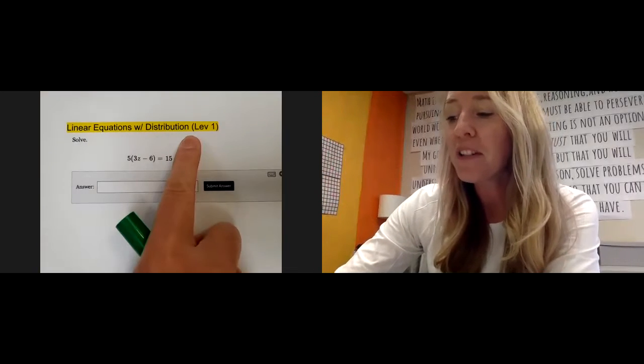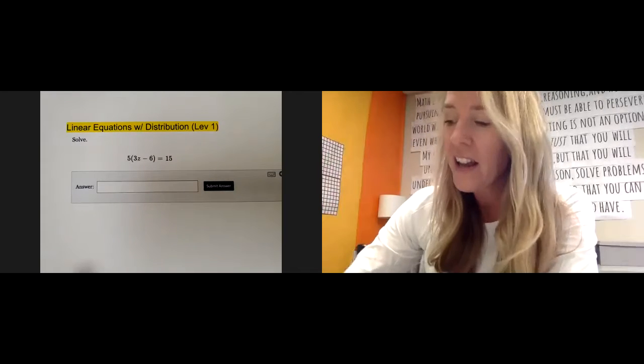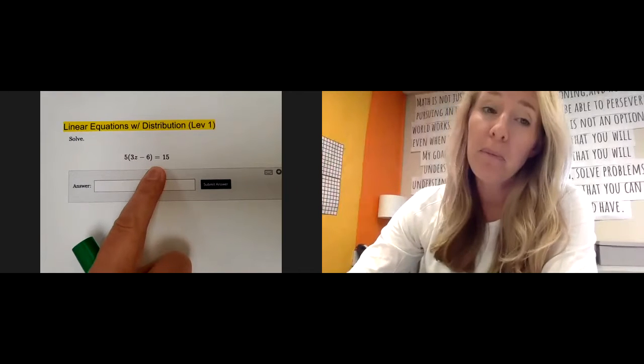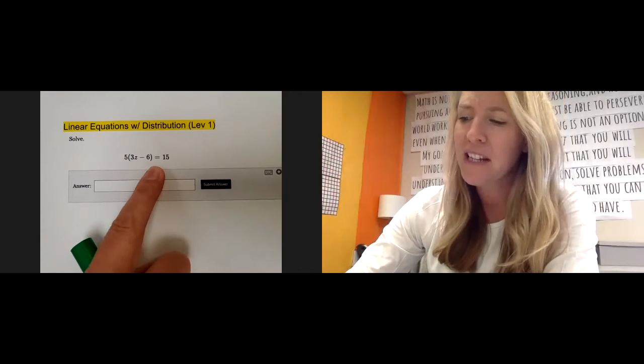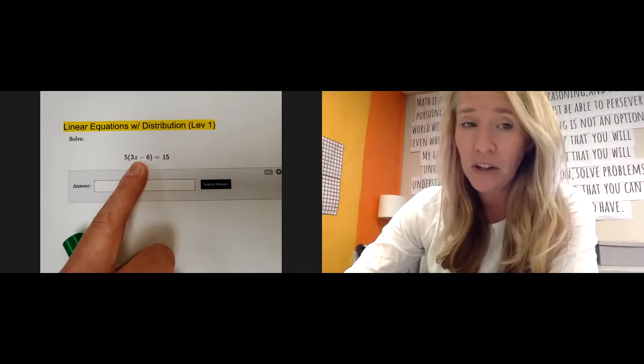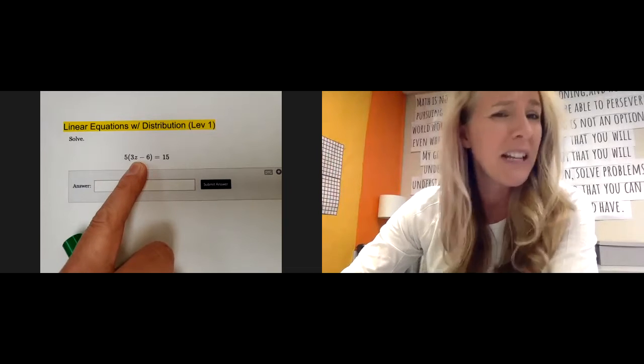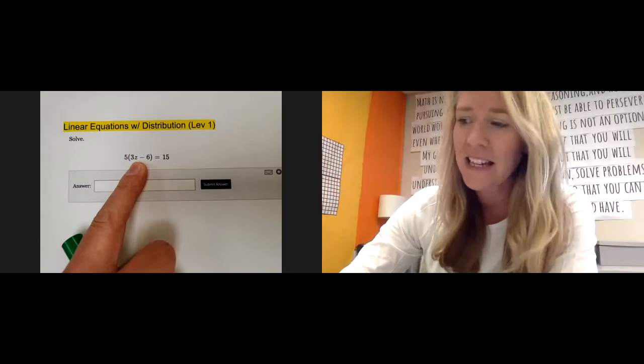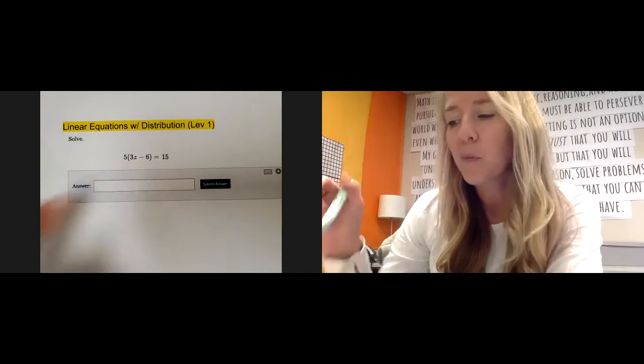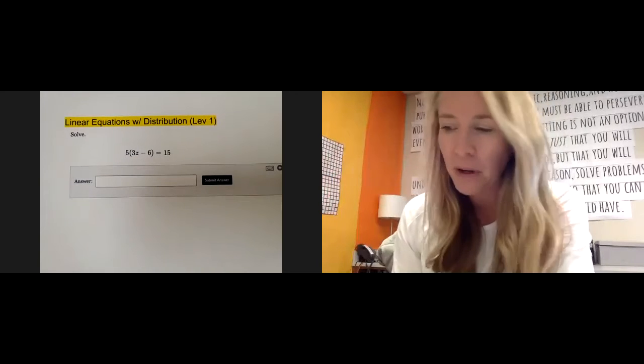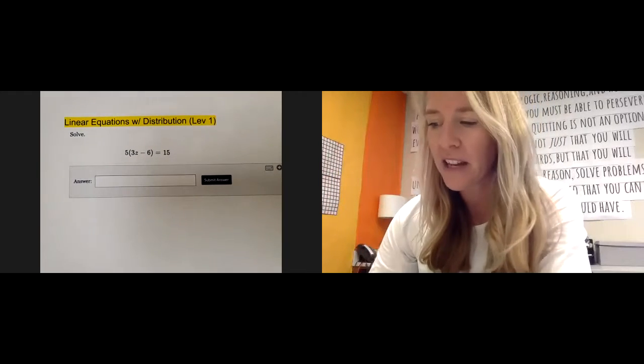But linear equations with distribution level 1, you have to clean up this problem before you can solve for Z. Our whole job when we have these equations is to solve for what that missing piece is. What is that Z? In order to do that, we've got to do distribution properties sometimes, and all these equations have to do with that.